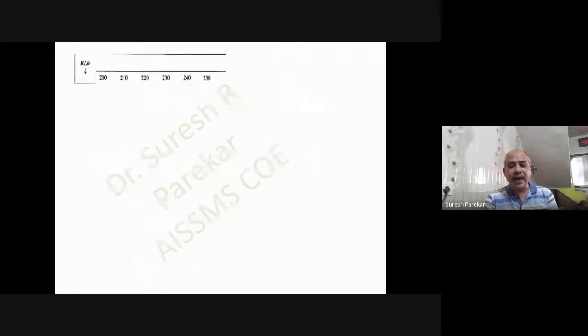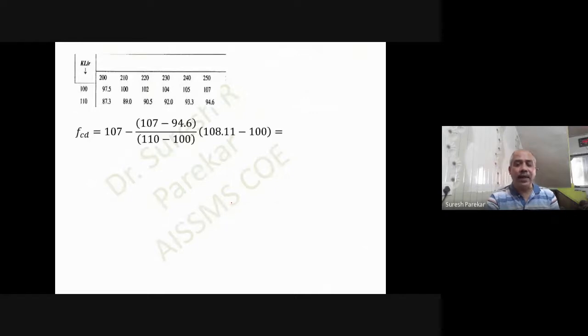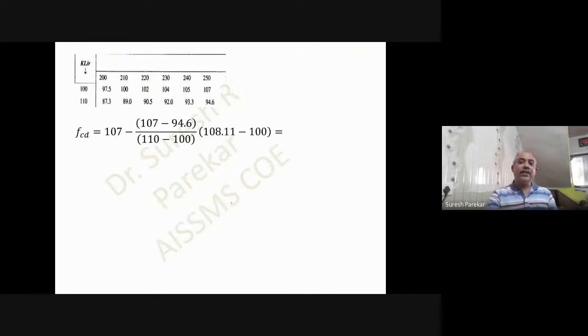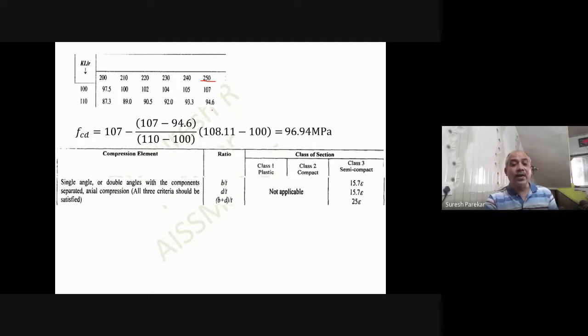Now, as we have class C, we will go to Table 9C, and from Table 9C we are going to calculate the value of fcd. You can see over here, we have calculated fcd by taking values given for 100 and 110, and here the fy value we have 250, and therefore 107 and 94.6. From this I got the value of fcd 96.94 MPa.